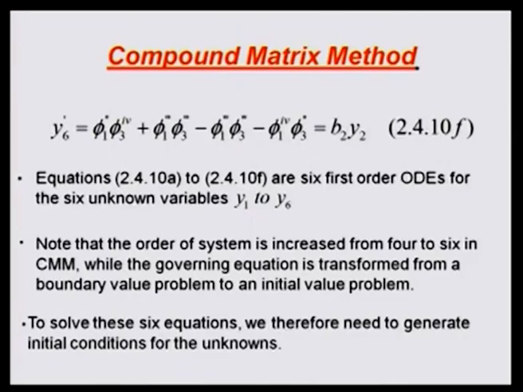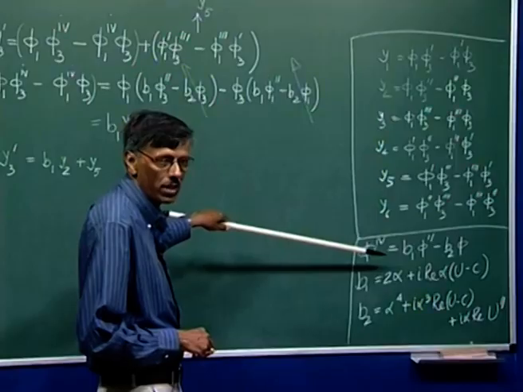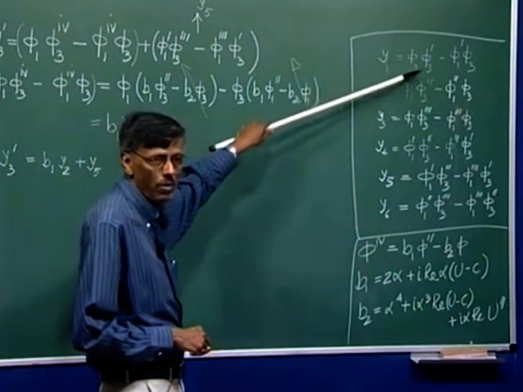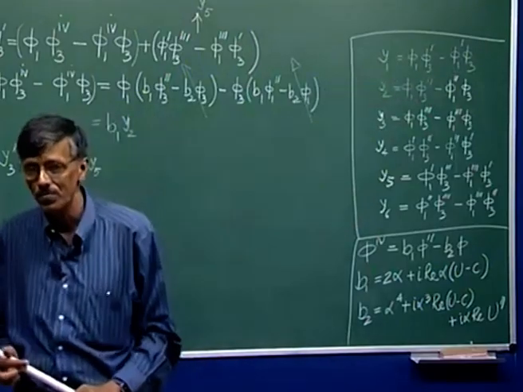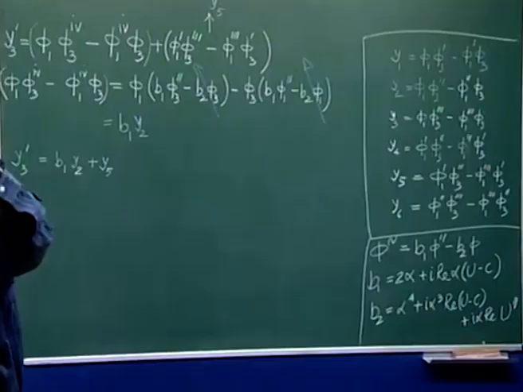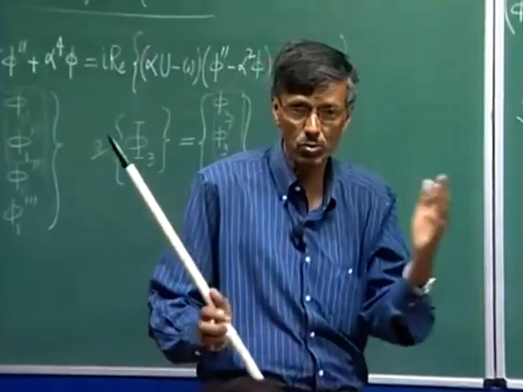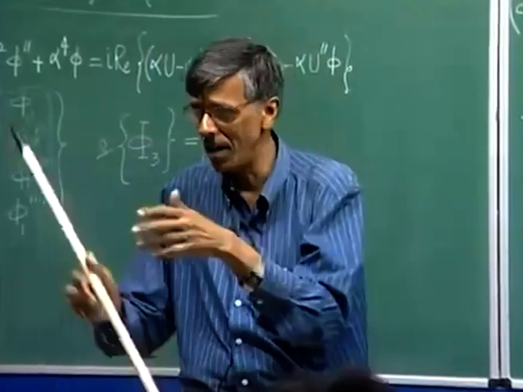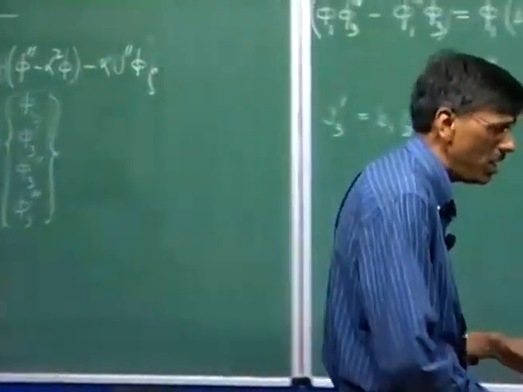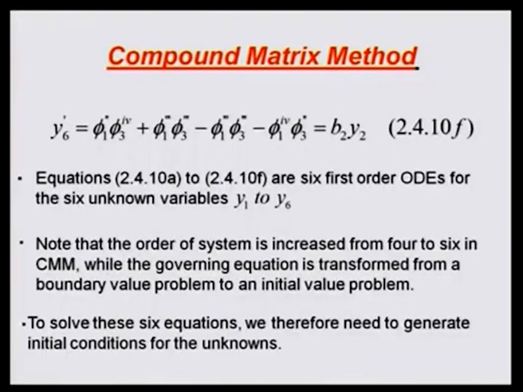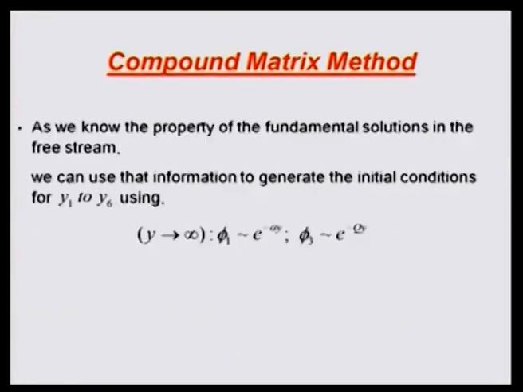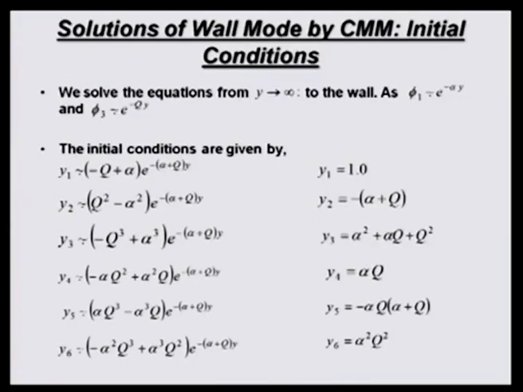The definitions are here, right. Y 1 to y 6 are known here. We also know how phi 1 and phi 3 vary in the free stream. Phi 1 varies as e to the power minus alpha y, and phi 3 varies as e to the power minus q y. Q has that expression: q square is equal to alpha square plus i r e into 1 minus c. So, we can actually get to use this analytical structure of the solution for y equal to infinity and obtain the initial conditions.